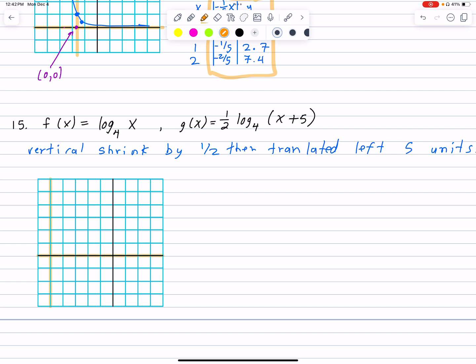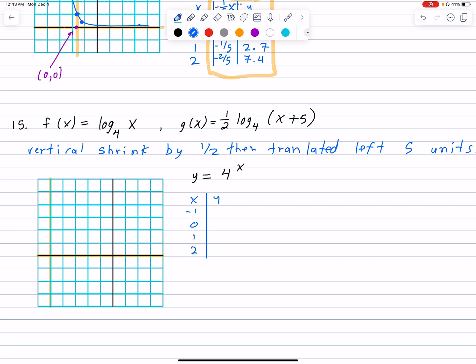Quick reminder on how we do this. So I want to make a table for log base 4 of x, but that's rough. So what I'm going to do instead is I'm going to take its inverse. And its inverse is y equals 4 to the x. And I'm going to make a table for that. That's because that's pretty easy. So I'm going to use x, y, and -1, 0, 1, 2. Those are the only numbers I'm going to use there.